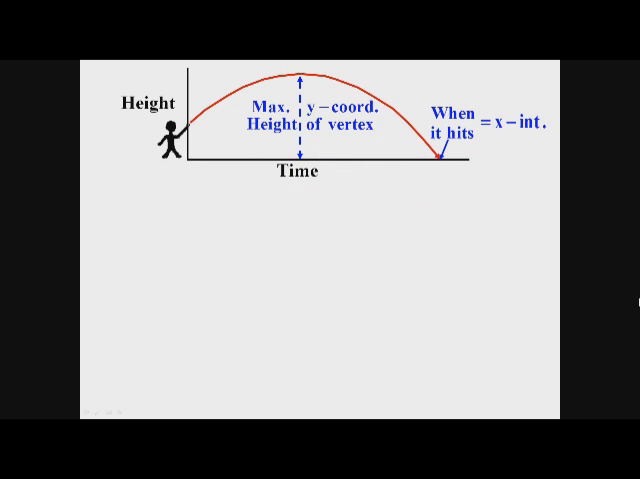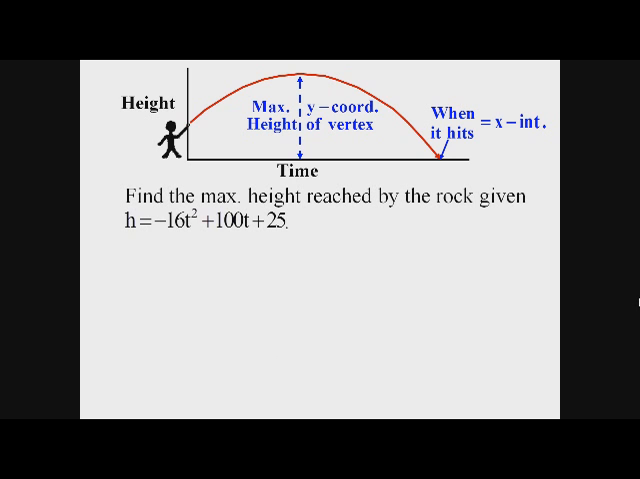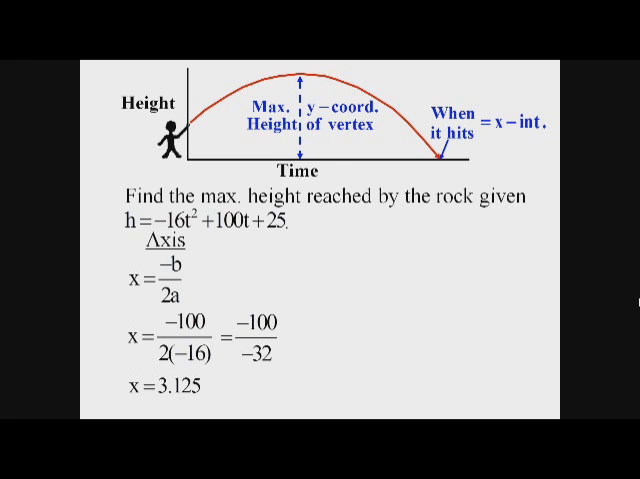So now let's answer one of those questions. How would I find the max height reached by the rock? Well, I have the equation. What I need to know is the vertex, specifically the y-coordinate of the vertex. I can do this algebraically by first finding the axis of symmetry. I'll use my formula, x equals negative b over 2a. Once I get this, I'll know the x-coordinate of the vertex, and then I'll use that to find the y-coordinate of the vertex. So I plug in my values, and I get negative 100 over 2 times negative 16, which is going to be negative 100 divided by negative 32, which is 3.125. So after 3.125 seconds, it reaches its max height.